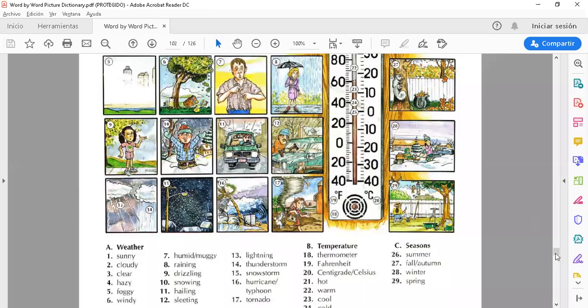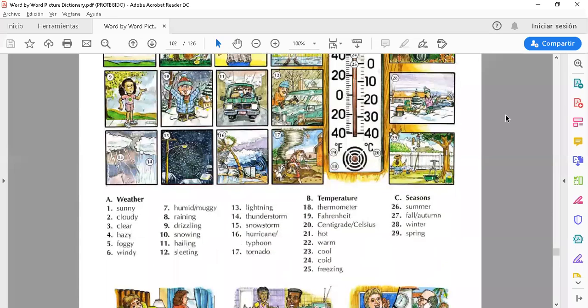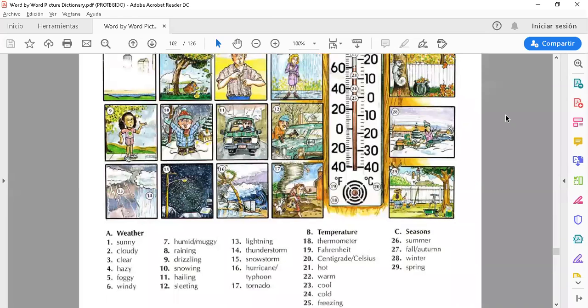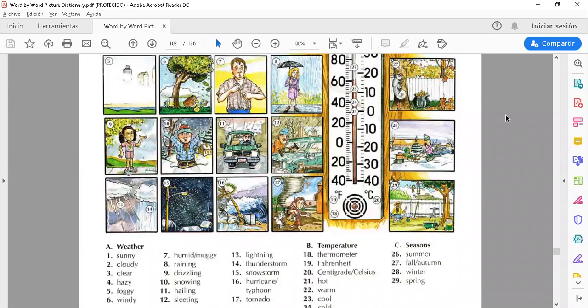So I would strongly recommend you guys to take a screenshot of this. Les recomiendo que le tomen un screenshot. Y si no, también ustedes pueden descargar este diccionario. It's the word by word picture dictionary. Es gratis. Yo no lo pude descargar, teacher. No sé si puede mandar el link. Pues no tengo link, pero si me escribís directamente voy a mandártelo. Ok, gracias. O voy a ver si lo pongo al grupo. In the meantime, take the screenshot and send it. All right, very good.